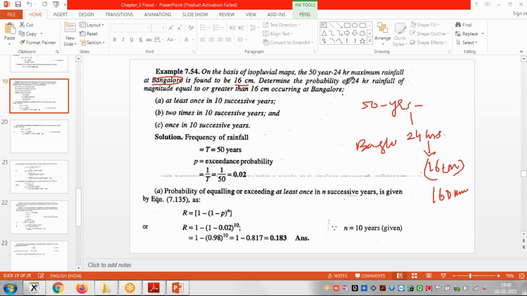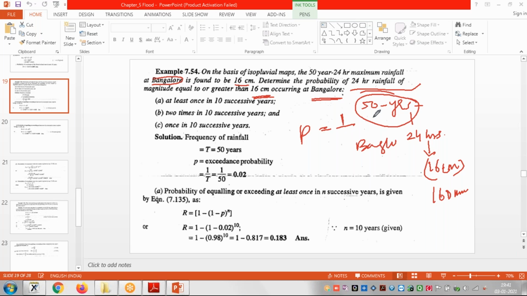Determine the probability of 24-hour rainfall of magnitude greater than or equal to 16 centimeters occurring at Bangalore. Now we have to find the probability, the p-value. For this 50-year flood, what is the probability?